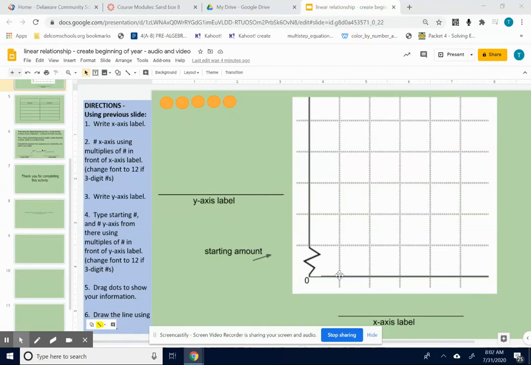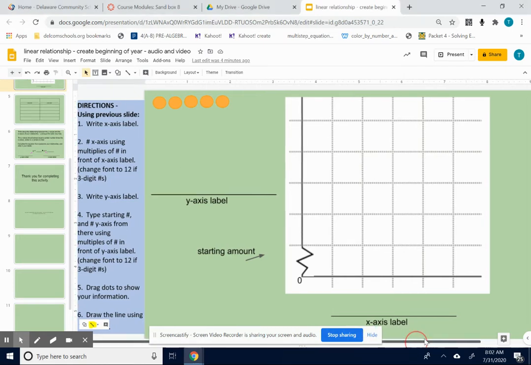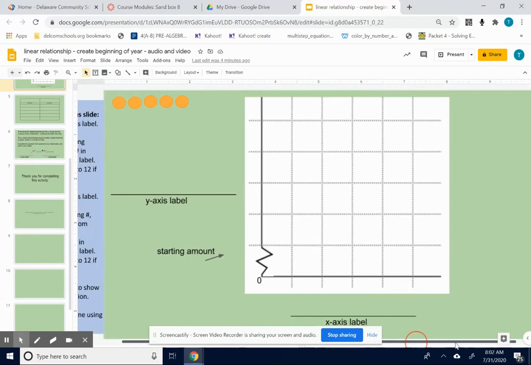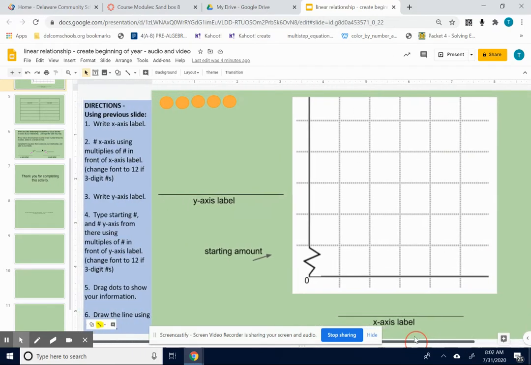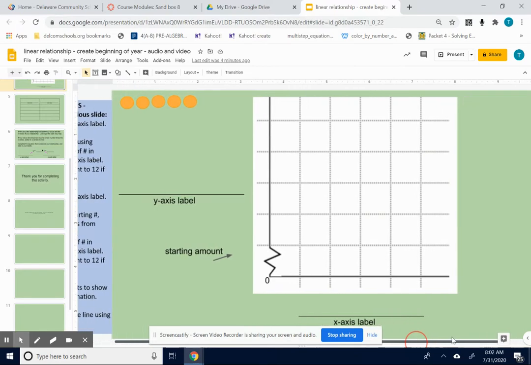Okay, so we are doing the graph of the linear relationship that you started on the previous slide. The previous slide was a statement. We're going to take that statement and make a graph out of it. When you're on this slide, notice on the left side I stuck some directions there, and you may not see it. You may have to take the bar on the bottom, click on it, and move it, because it may be hidden, but you can always do that.